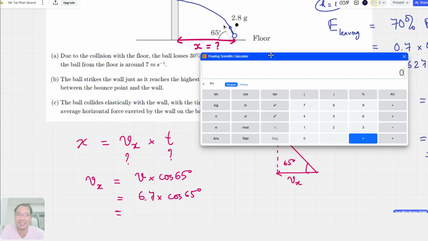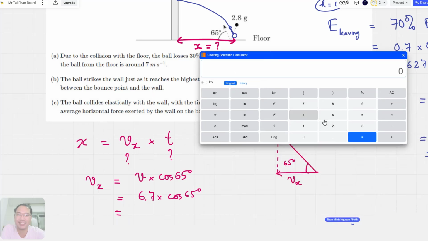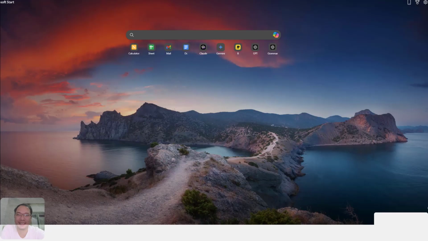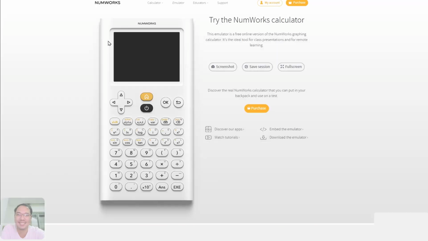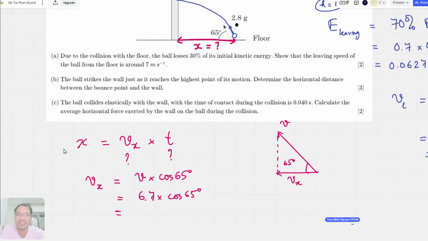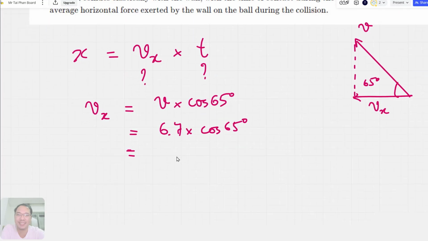Is it in degree mode here? I don't know. Cosine 65. Let's check that. It is supposed to be greater than 1/2. Wrong. This is like radian. I need to convert into degree somewhere. Oh, here. Degree. Cosine 65. No, it's wrong again. Let me use another calculator. It's 2.83. Can you say again, please? 2.83. So 2.83 meters per second horizontal speed.